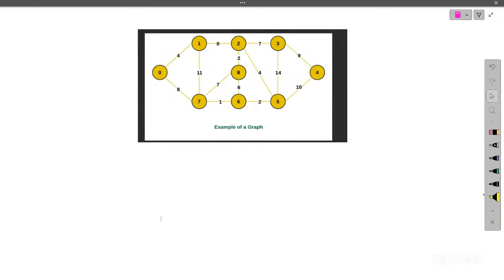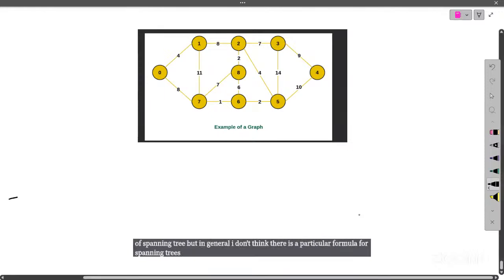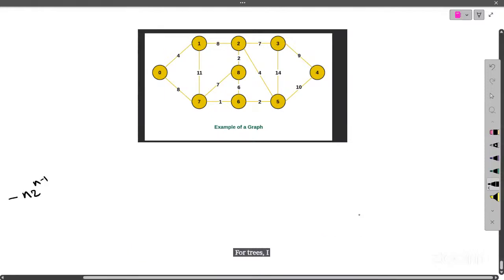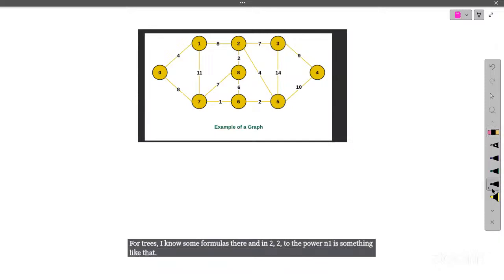Actually, they asked in the practice assignment. I think that graph is very easy, so you just have to judge by yourself. Just make different types of spanning trees. But in general, I don't think there is a particular formula for spanning trees. For trees, I know some formula is there, n into 2 to the power n minus something like that. But there is no particular formula for spanning trees. You just have to make different spanning trees using that graph. Okay, ma'am, thank you.